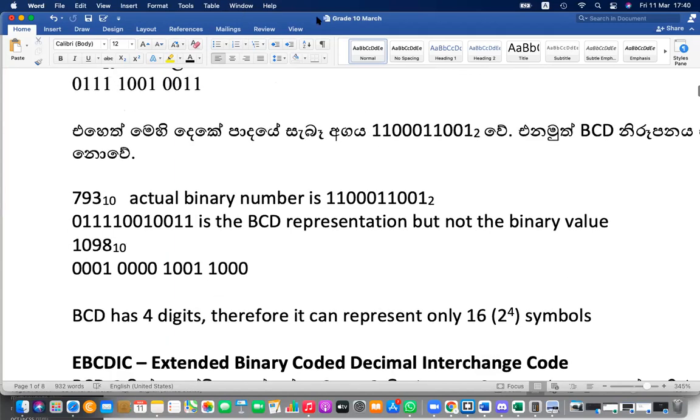EBCDIC is the second way of representing characters. EBCDIC has how many bits? EBCDIC has 8 bits, right?